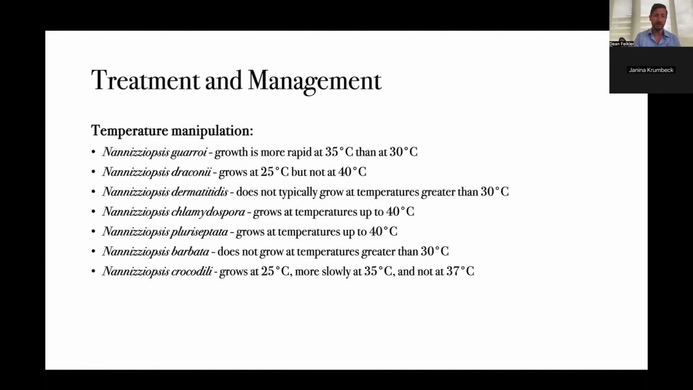One issue is that if you've got Nannizziopsis draconii, that's not too much of a problem because you want to keep your bearded dragon at a higher temperature, which is great. However, with guarroi, are you actually going to lower the temperature, which may impact its immunity? So it's just a balance. Probably more studies need to go into this, but it's one thing I thought would be useful to share with people as well.